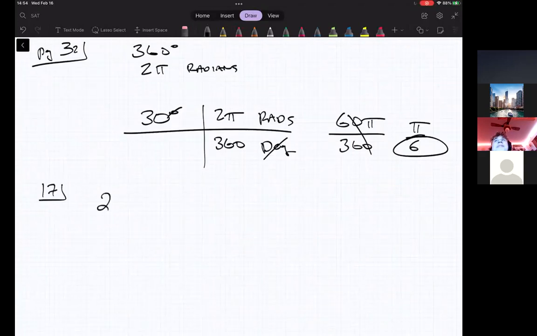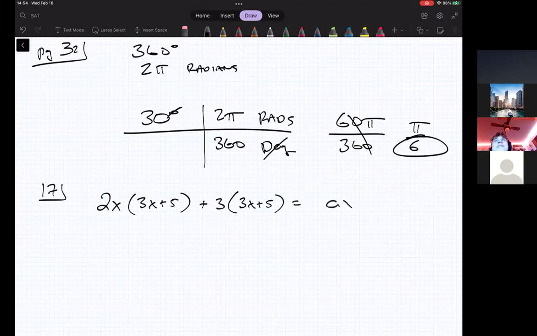So let me write this down. 2x times 3x plus 5, plus 3 times 3x plus 5, equals ax squared plus bx plus c. In the equation above, a, b, and c are constants. If the equation is true for all values of x, what is the value of b?